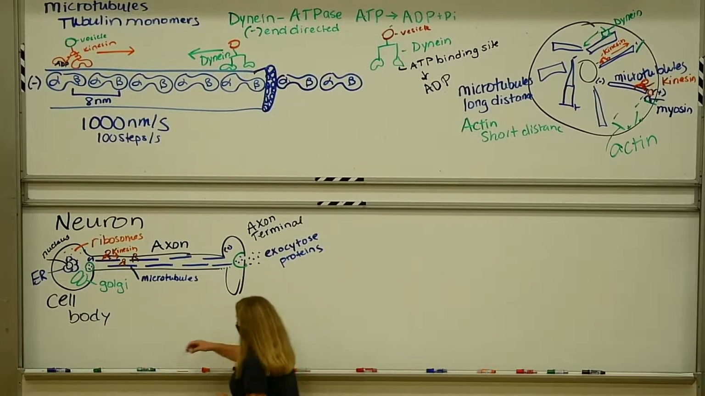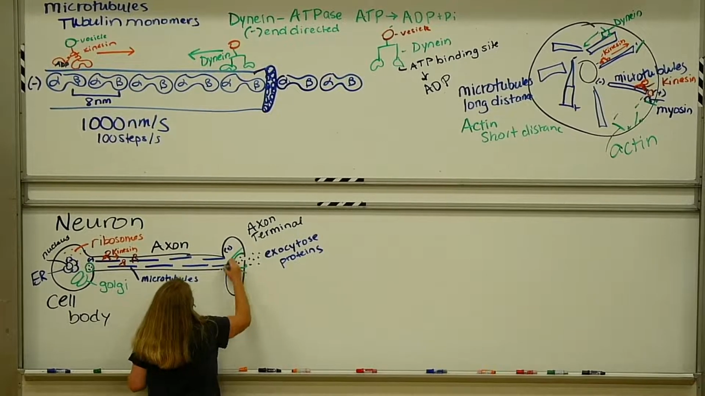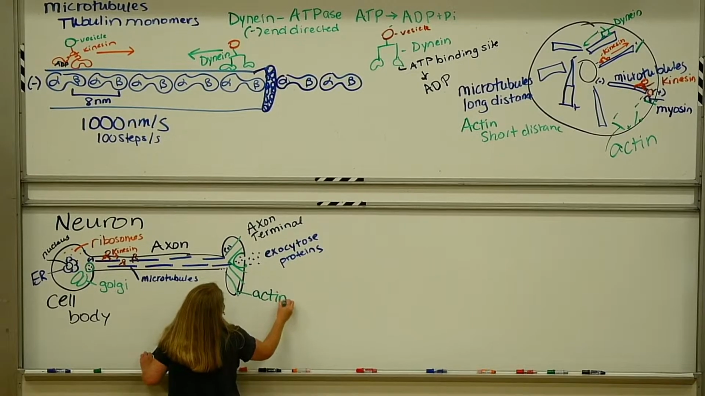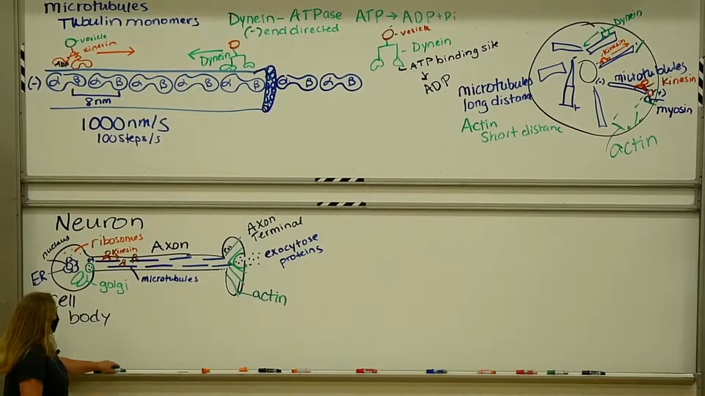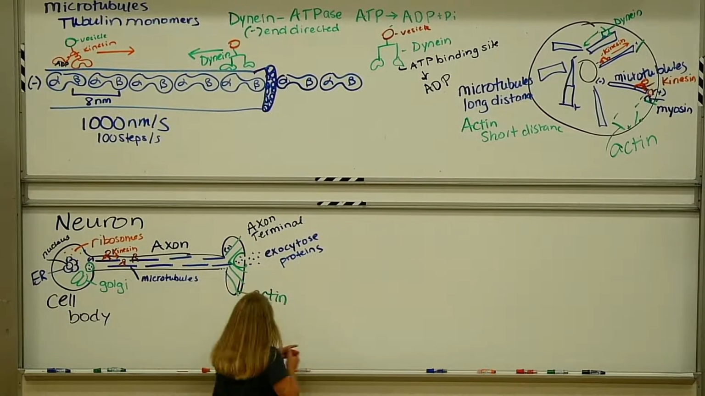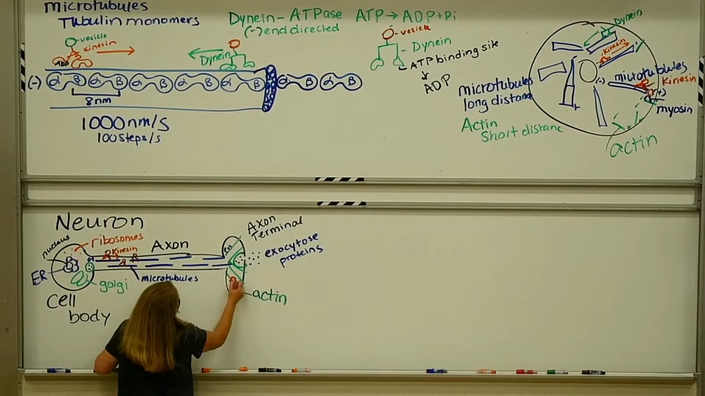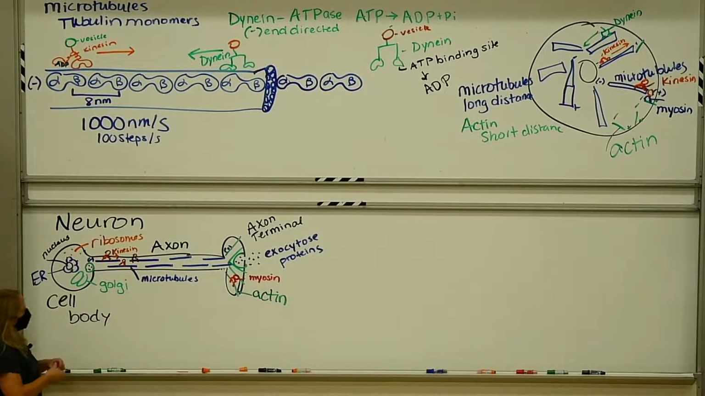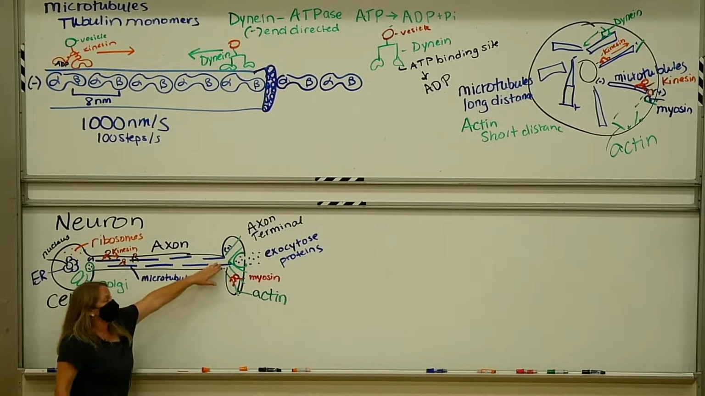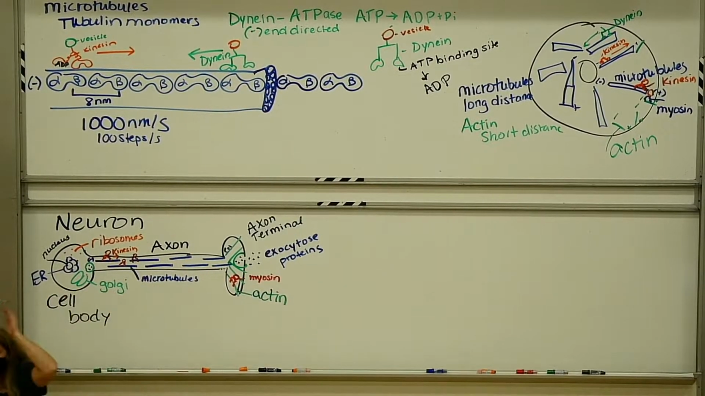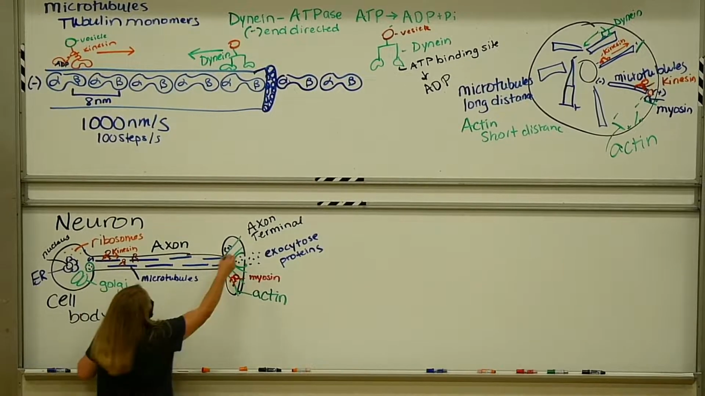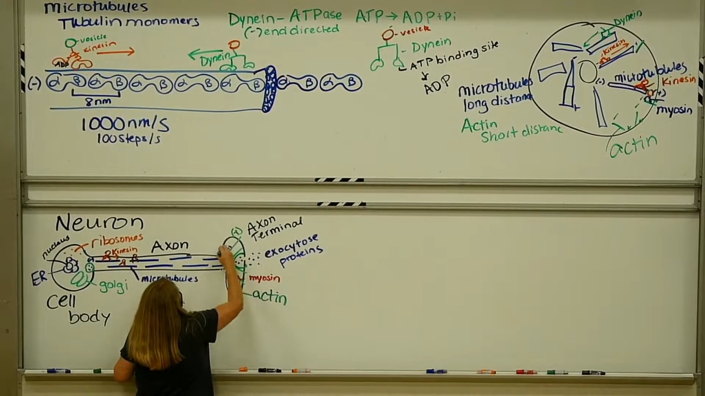Now when he gets to the axon terminal, we're going to have actin with myosin. Okay, so again, kinesin will get all the way down here and then have to hand off that vesicle, maybe have to toss it to the myosin to pick it up and take it to the plasma membrane to exocytose it. And again, these are going to be oriented such that that's the plus and that's the minus side.